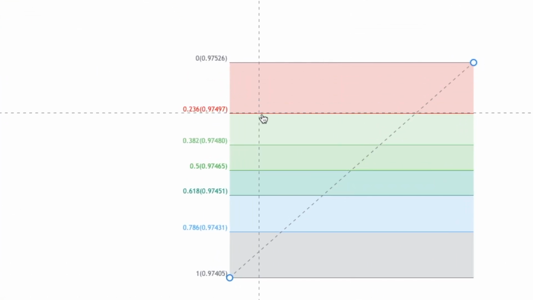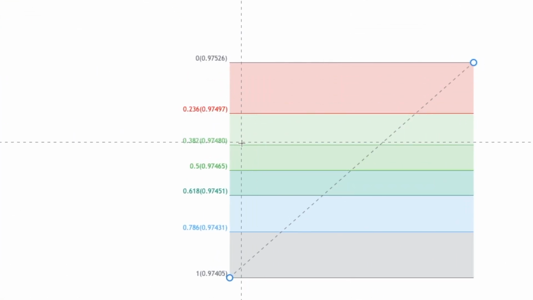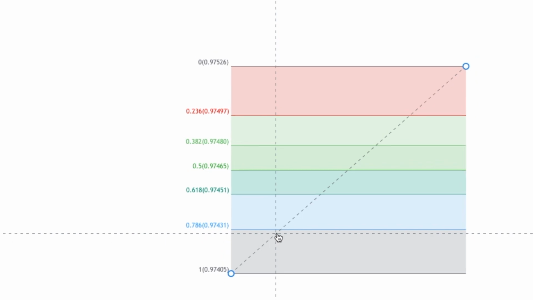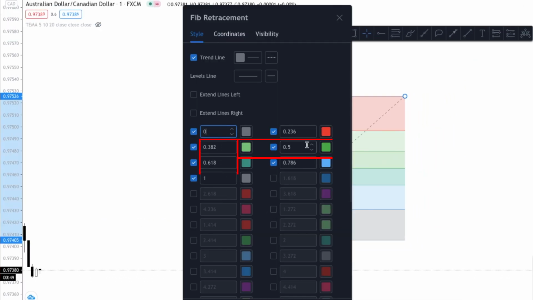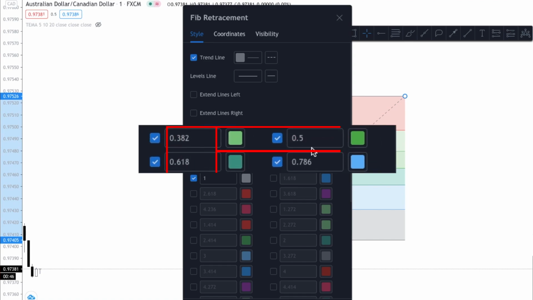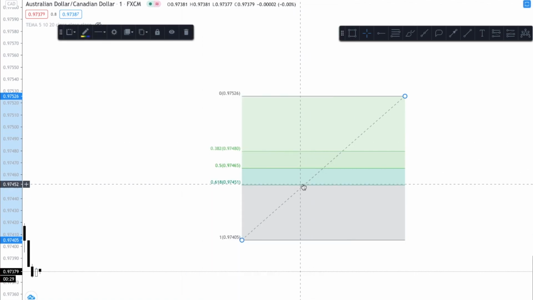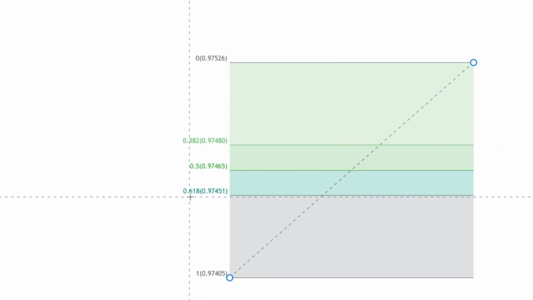It has different levels to it like 0.236, 0.382, 0.5, 0.618, etc. But out of all these levels, 0.382, 0.5 and 0.618 are the most used levels, and most of the time price corrects to these levels and then gives an impulse. I feel that these three levels are the most reliable, so I only keep these three levels on my Fibonacci as it is more helpful this way. And out of these three levels, 0.618 is my favorite. It is also called the golden ratio and I mostly try to find trades on this level.